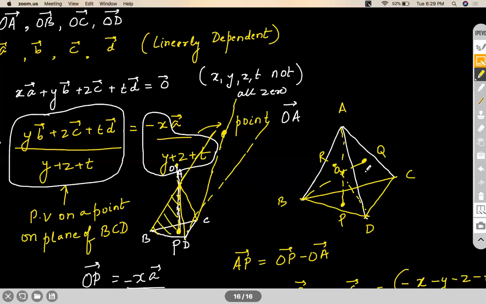Similarly, OC extended backward will meet on the plane ABD, which I cannot show because it appears somewhere over here. Correct? Oh, okay. O can be internal, O can be external also.